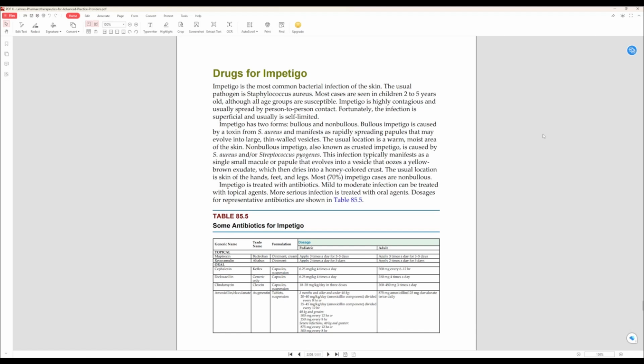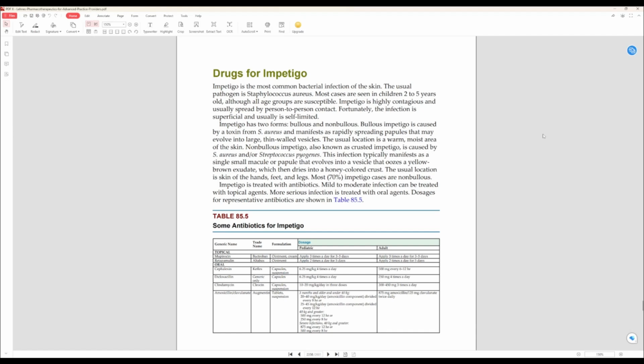The non-bullous impetigo, also known as crusted impetigo, is caused by S. aureus or Streptococcus pyogenes. This infection typically manifests as a single small macule or papule that evolves into a vesicle that oozes a yellow-brown exudate, which then dries into a honey-colored crust. The usual location is skin of the hands, feet, and legs. Up to 70% of impetigo cases are non-bullous.